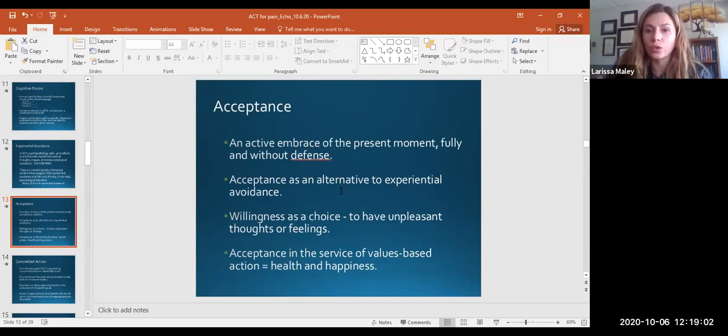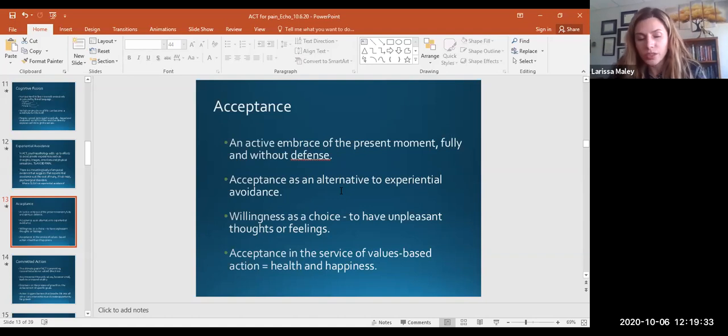Some of those rules, like those I can't rules, if they can accept what's happening, it doesn't mean they're okay with it. It doesn't mean they're saying, I give my permission for this to be as good as it gets for the rest of my life. But it allows them to deal with what's happening right now, rather than be stuck in an alternate reality, which is blinding themselves to what's happening right now. So the acceptance is actually the alternative to that experiential avoidance.